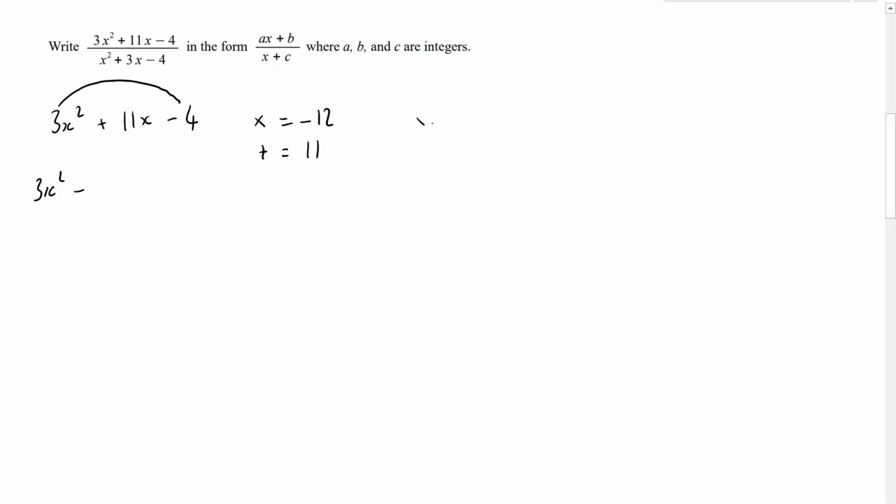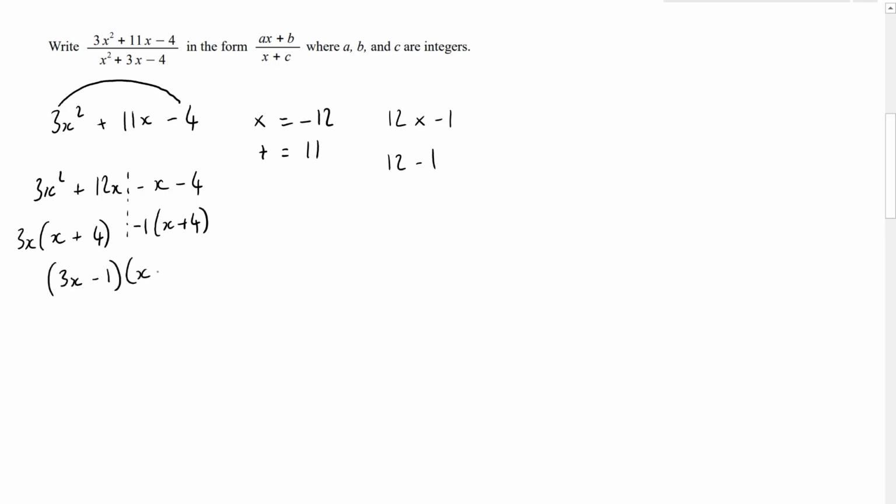The two numbers that multiply to get minus 12 are 12 times minus 1, and if we have 12 plus minus 1, it becomes 11. So it becomes 3x squared plus 12x minus x minus 4. We split this in half down the middle. We can factor out 3x, this becomes x plus 4, and from this we can factor out a minus 1, this becomes x plus 4, and so this factorizes to leave us with 3x minus 1 multiplied by x plus 4.